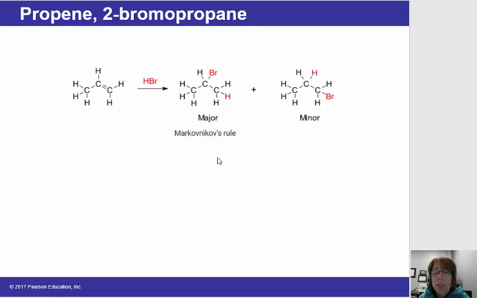Now, we do form some of the 1-bromopropane, but as we go through the assessment and the quizzes, you will mostly be expected to identify the major product. So if you got these answers right, give yourself a pat on the back.